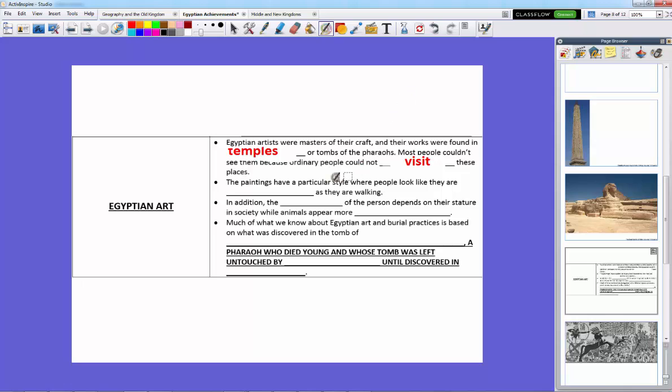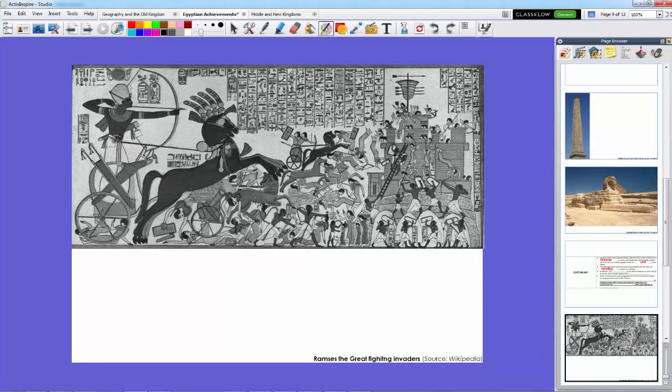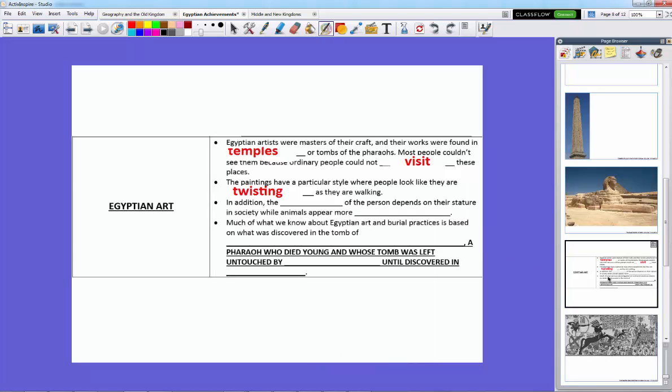Now, Egyptian art had this strange style, if you will. And when you hear someone say, walk like an Egyptian or something like that, we're talking about it because it looks like they're twisting like they're walking. So let's look at this picture from the last lesson with Ramses. As you can see, the way they're looking, they're kind of turned around where their heads would be facing off to the side and stuff. So it allowed you to see the profile of the body, but it wasn't very realistic. And so that was the art style.